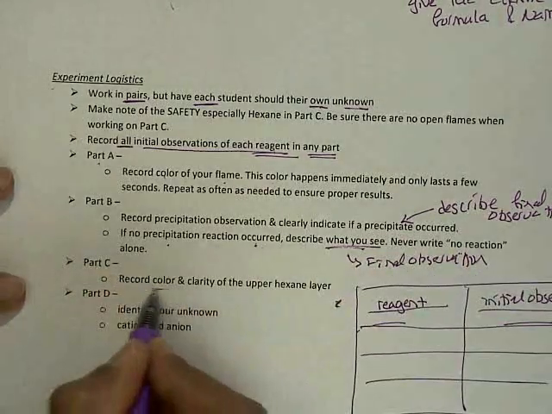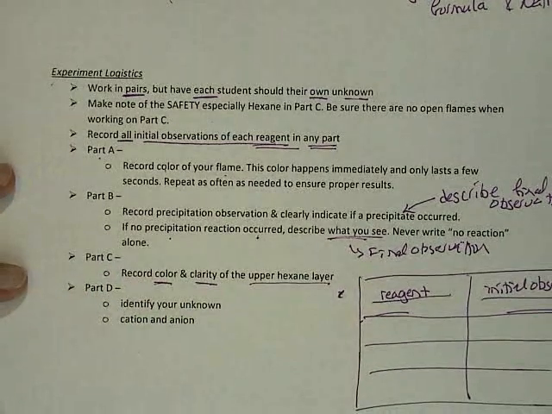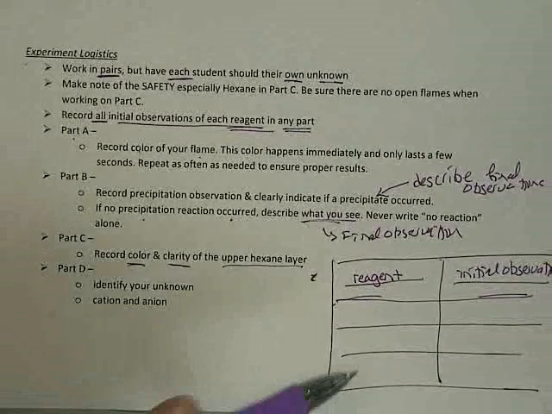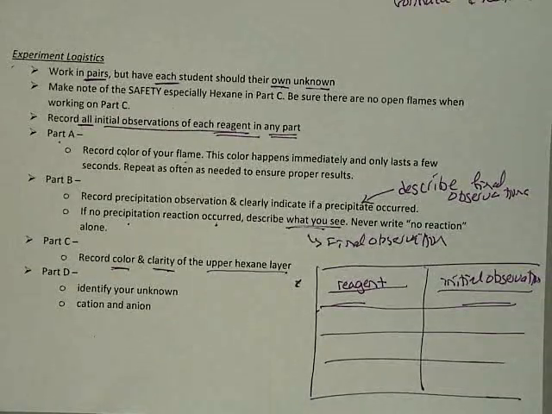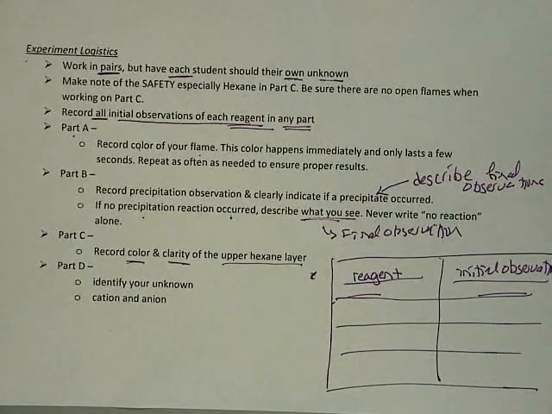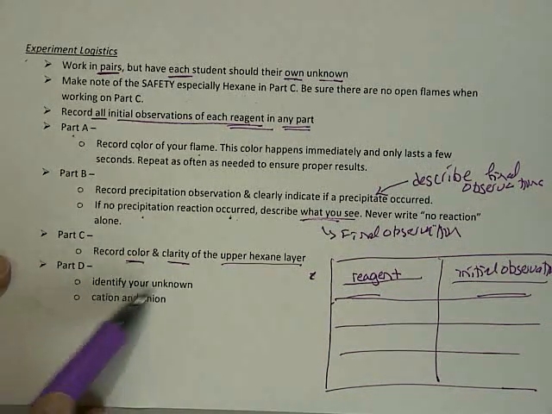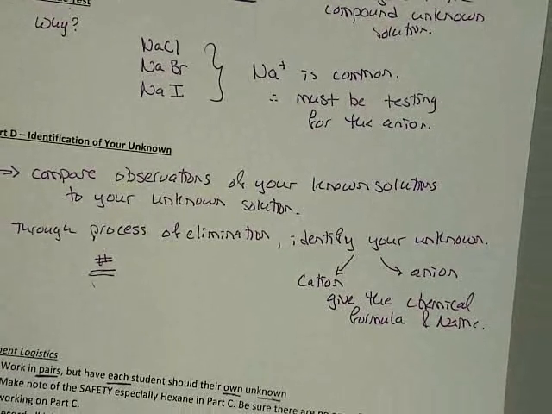In part C, I want you to record the color and clarity of the upper hexane layer. There are also initial reagents with part C, so that's why it's really nice if you just go through the entire lab manual and set up a table with all of the initial reagents. If you're using water as a reagent in this experiment, water is a chemical and you have to write down its initial observations. Lastly, in part D, identify your unknown, your cation, and anion, and we kind of already talked about that here. So as always, if you have any questions, email me or your lab instructors. Have fun.